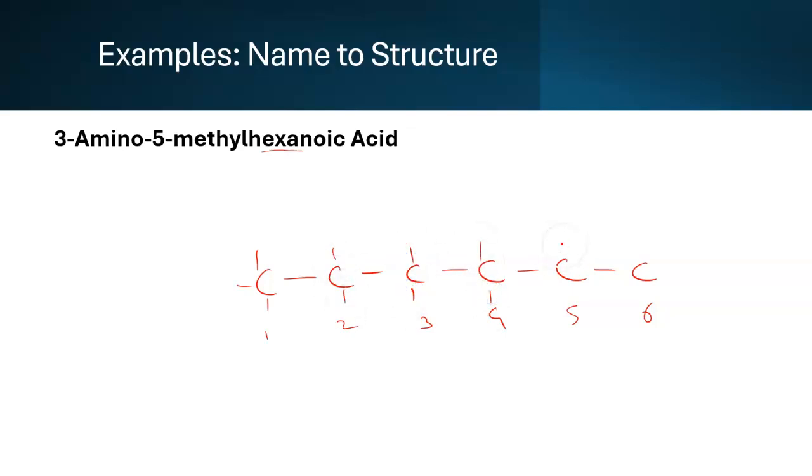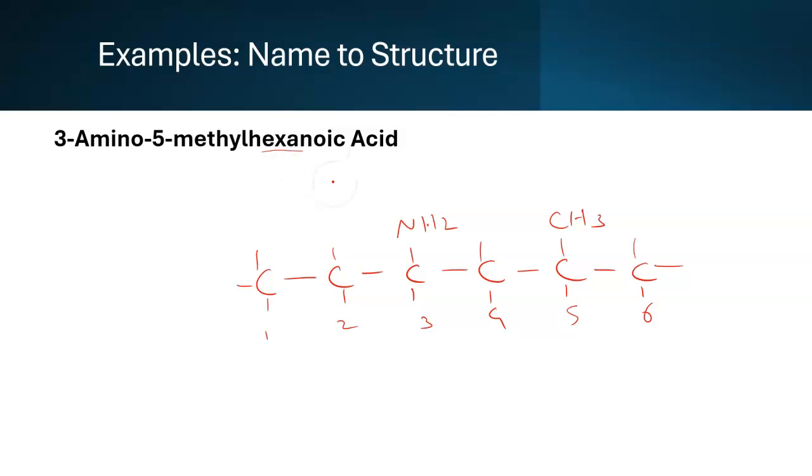So the structure can be written in this manner. Every carbon now has a valency of 4. So firstly you write that. Now here we have a substituent at the 5th position, so I will write the name of that substituent, that is methyl. After that, 3-amino. So here I will write amino and hexanoic acid.